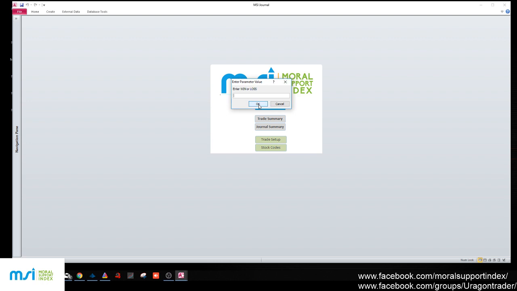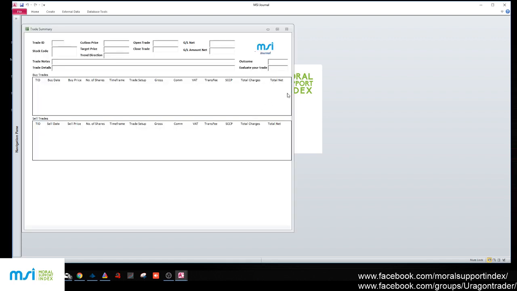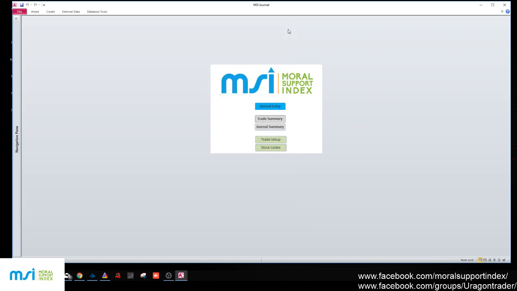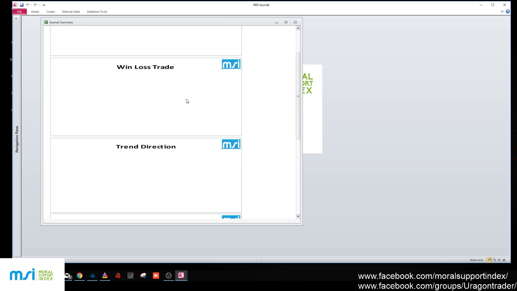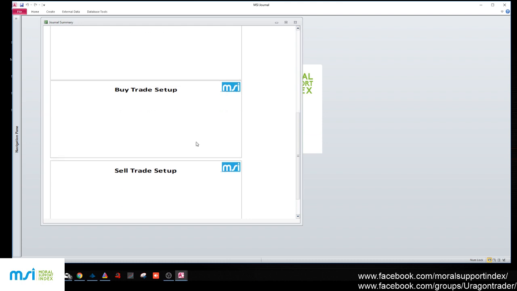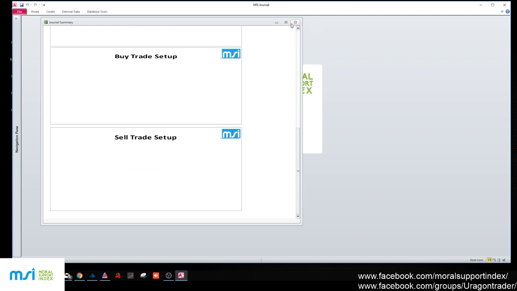Similar to win and loss, you can also select if you want to see only trades na win lang. So you just type win and then click on OK. Or you just leave it blank para makita yung lahat ng trades nyo. Okay. Then we have the journal summary. The journal summary will have charts of your trade evaluation, your win-loss trades, trend directions, buy trade setups, and your sell trade setups.